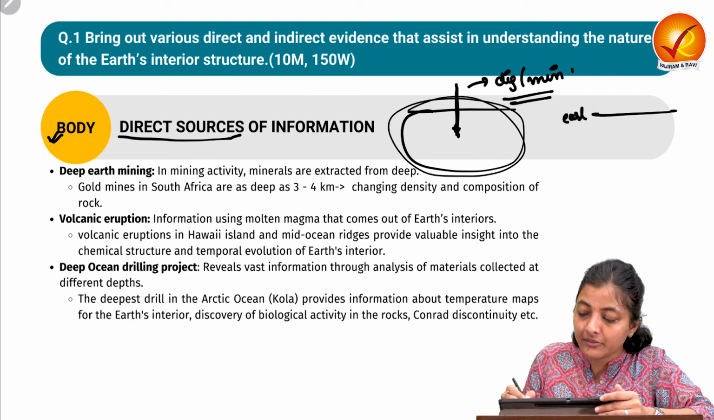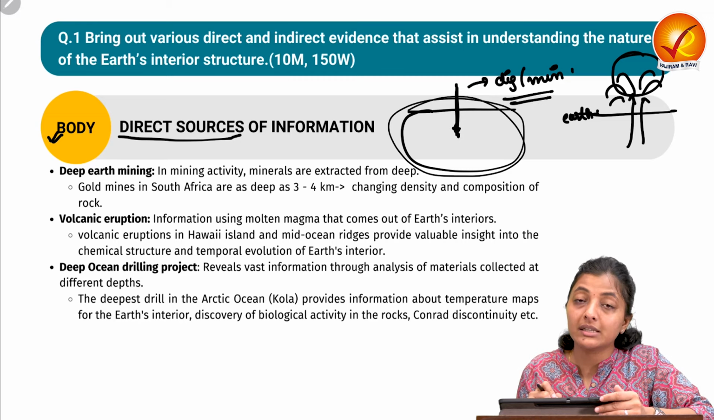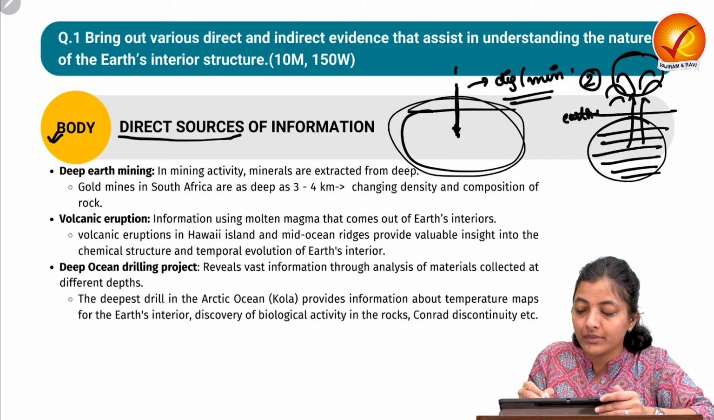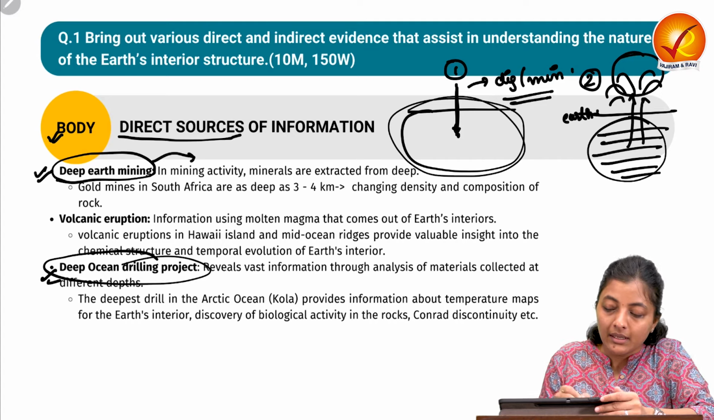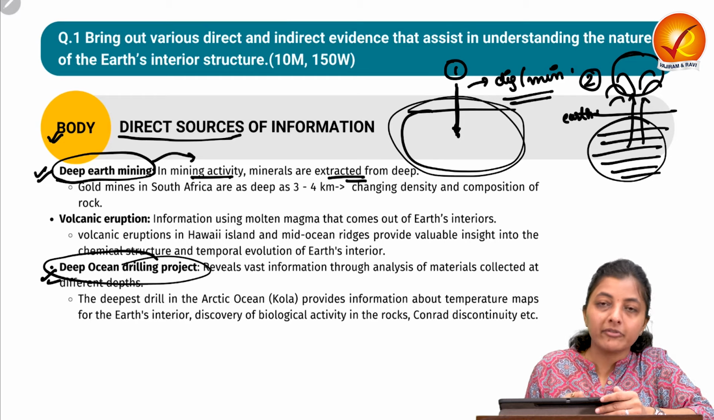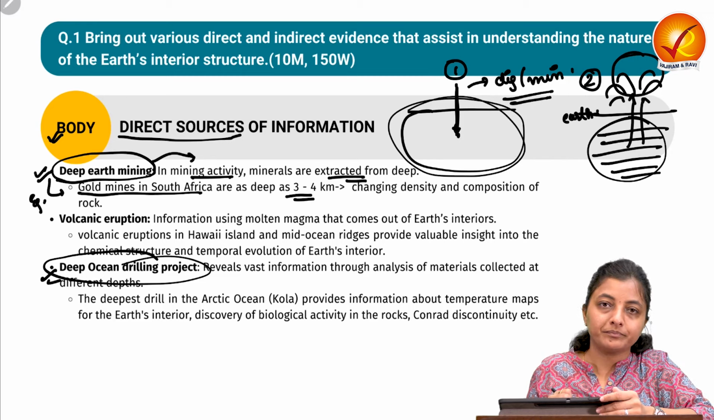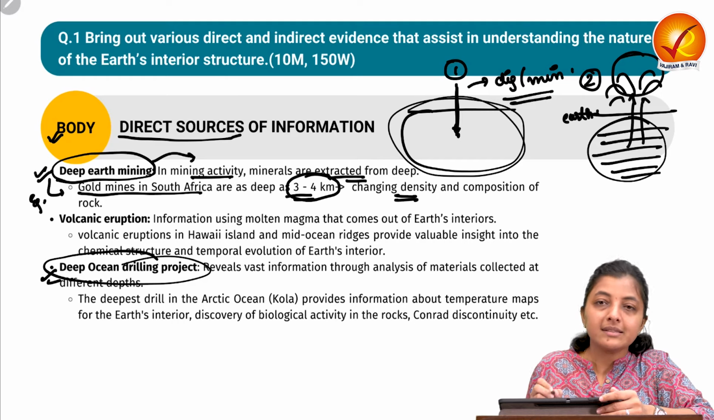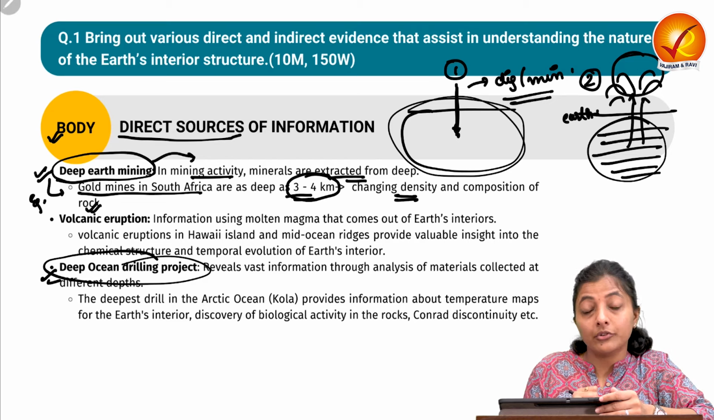The second way is, this is Earth's surface. If magma comes directly on the Earth's surface, with the analysis of that magma we can get to know about the Earth's interior, the various materials, what all things are present. So the very first way is deep earth mining and the deep ocean drilling project. Deep earth mining, like via mining, minerals are extracted from deep. You can quote some examples as well: the gold mines in South Africa are as deep as 3 to 4 kilometers. When people dig inside till this 3 to 4 kilometers, they analyze the changing pattern of density, temperature, and pressure of the different rock materials.